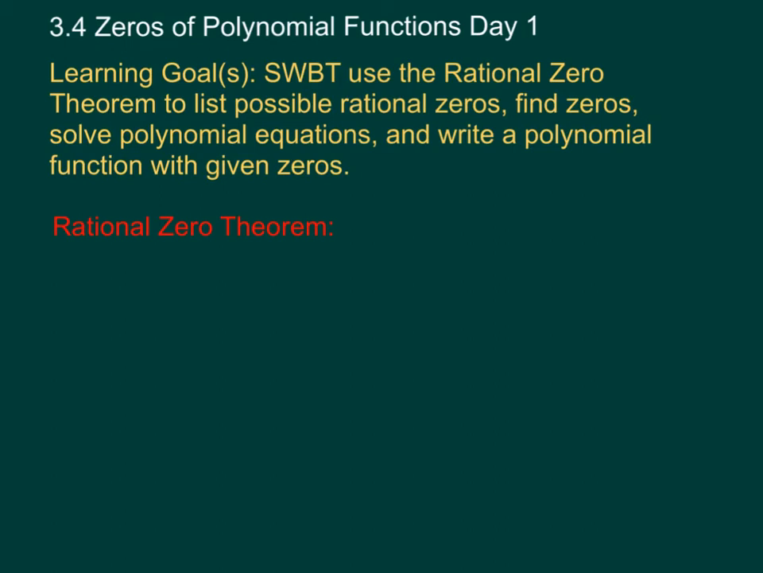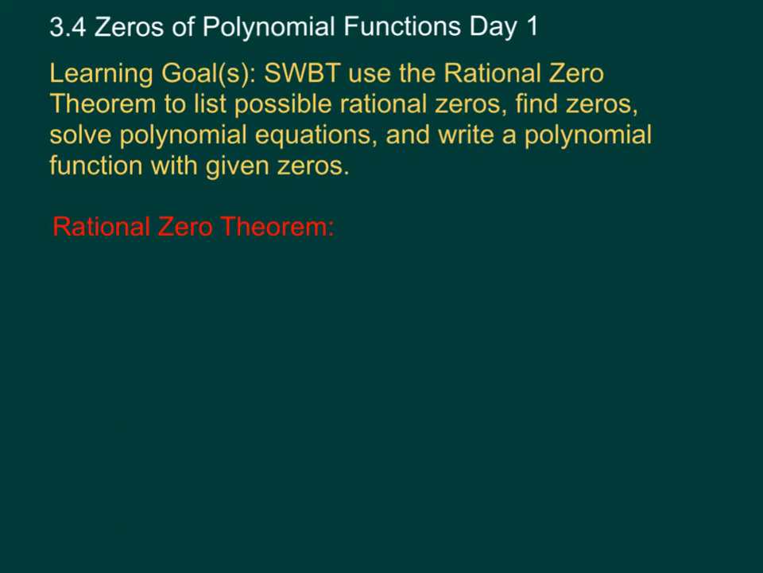3.4 Zeros of Polynomial Functions, day 1. Your learning goals are that you will be able to use the rational zero theorem to list possible rational zeros, find zeros, solve polynomial equations, and write a polynomial function with given zeros.